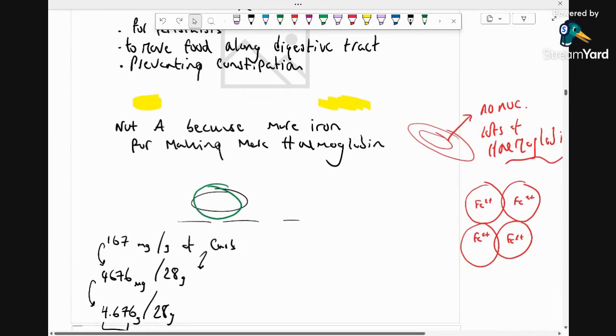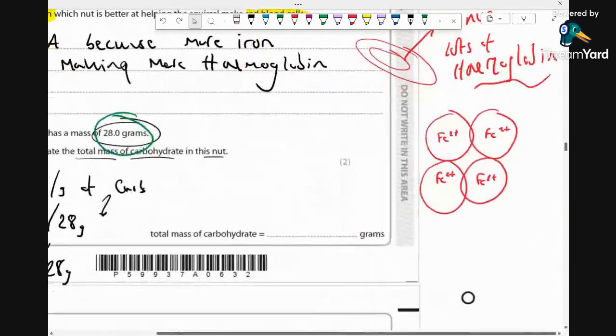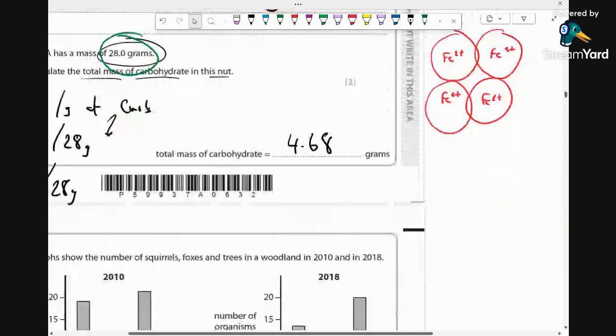Oh, where's my... Oh, there we go. 4.68 grams. Easy.